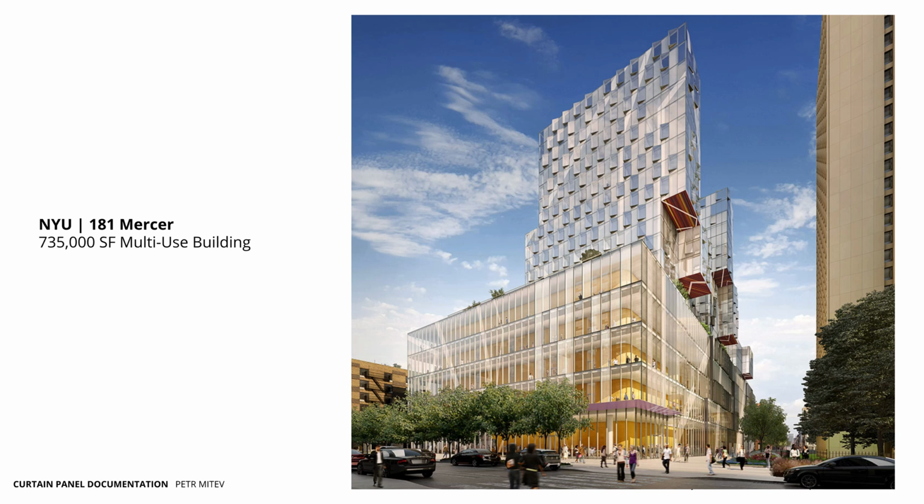So the next analysis example is definitely the heaviest one. This is a project by KieranTimberlake, NYU. Don't know if you're familiar with this project. It's at 181 Mercer. It's an absolutely massive 735,000 square foot multi-use building. It's essentially an entire campus on one block of New York. And the rendering here on the right, even glancing at it right now, you can see that there's a lot going on in the facades.